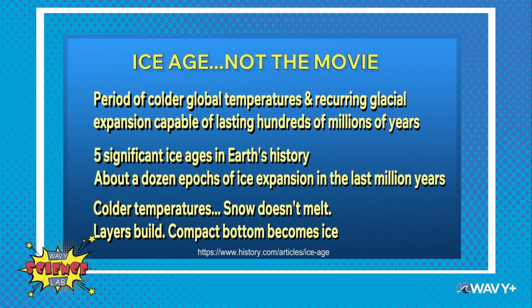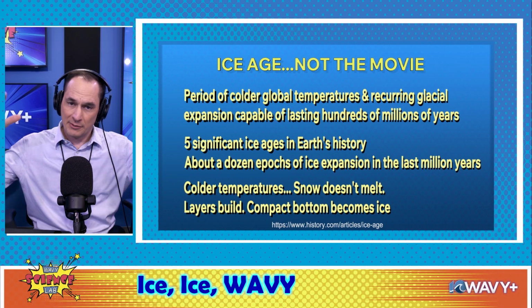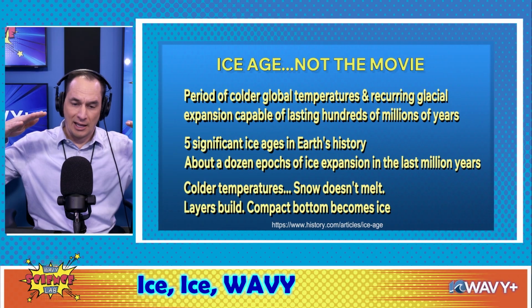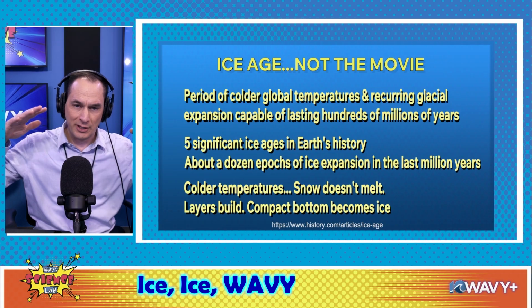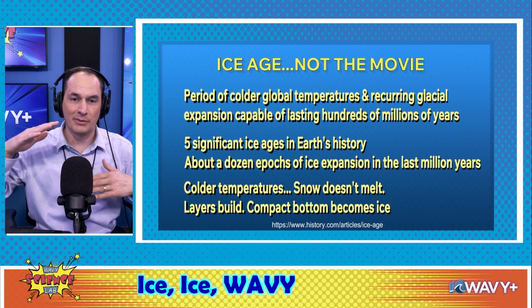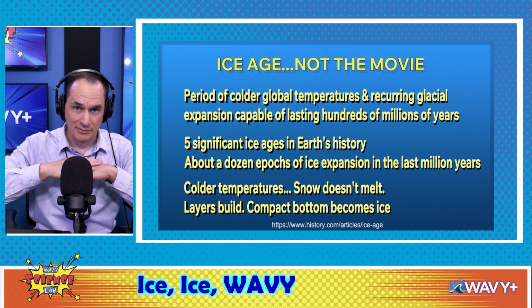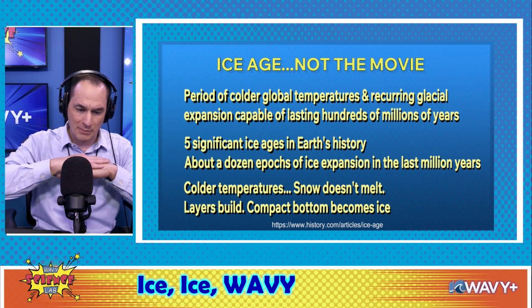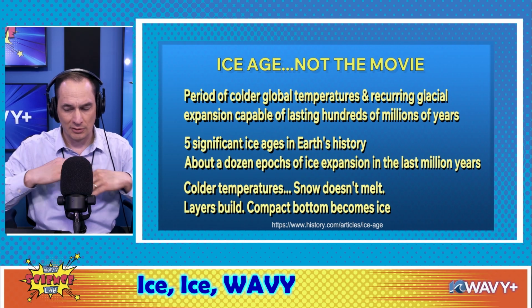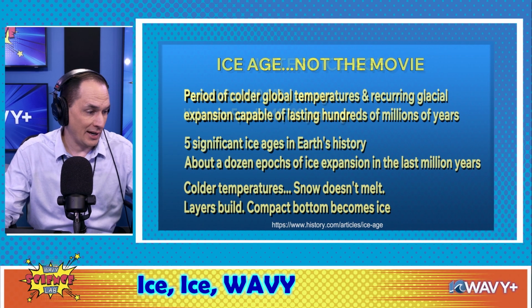And with colder temperatures, the snow doesn't melt. You get such cold air for such a long period of time that the snow compacts, and those layers of snow build up, and eventually there's a lot of weight there. It compacts the bottom, and the pressure causes that to form into ice. There might even be a little bit of melting and refreeze, but bottom line, it becomes ice.